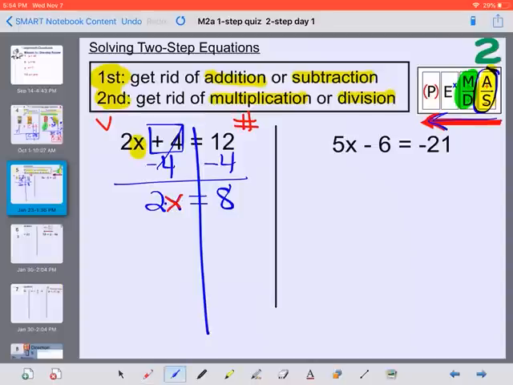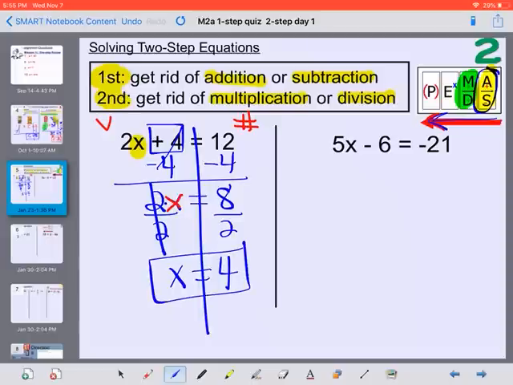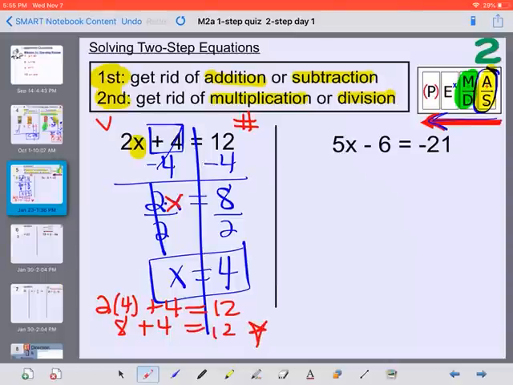The opposite of multiplying is dividing, so we're going to divide by 2. 2 divided by 2 is just 1, so we have 1x, or just x. And 8 divided by 2 is 4. Again, if we want to plug it back in and check, our equation said 2 times x, and x was 4, plus 4 equal to 12. Well, 2 times 4 is 8. 8 plus 4, yes, does give us 12, so we were right.